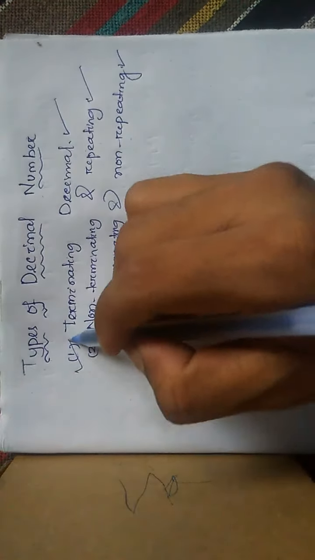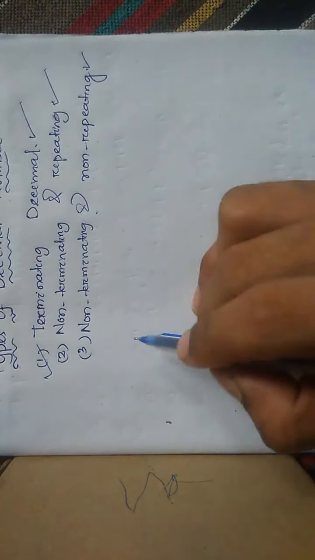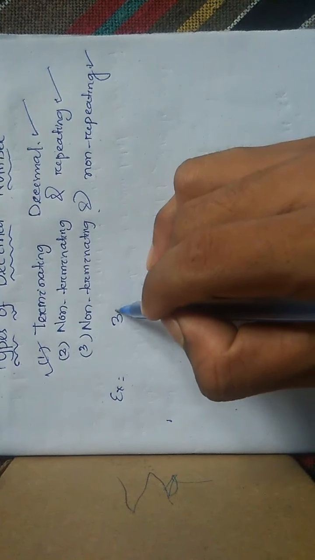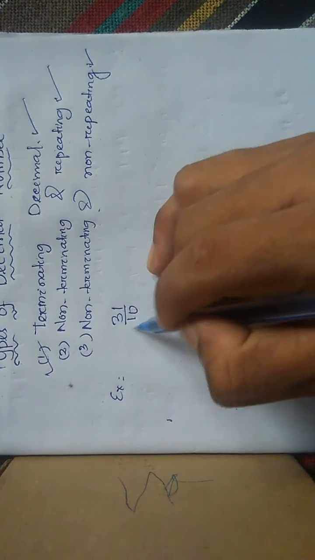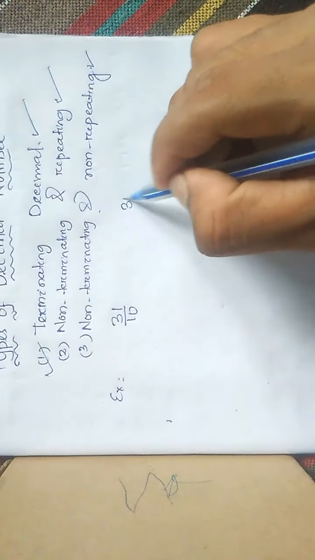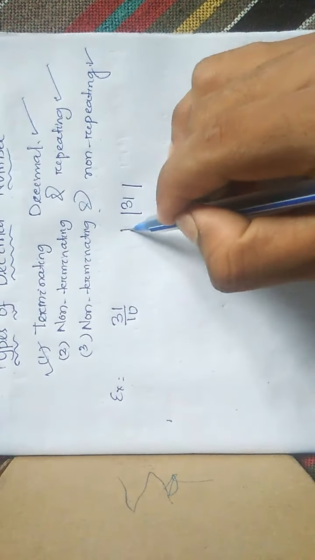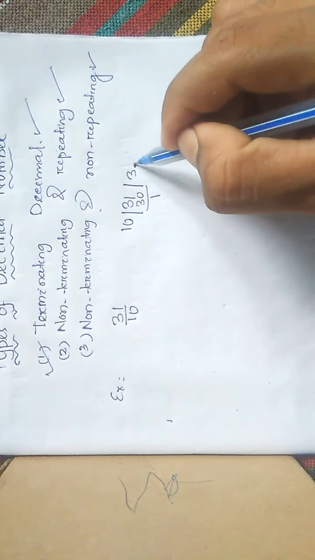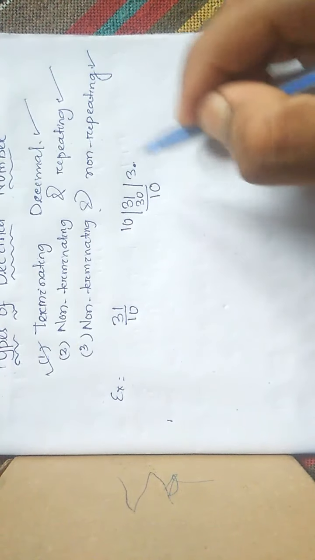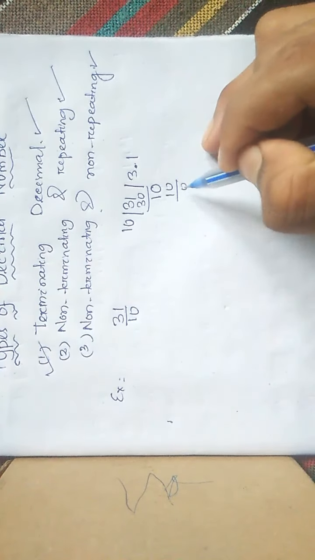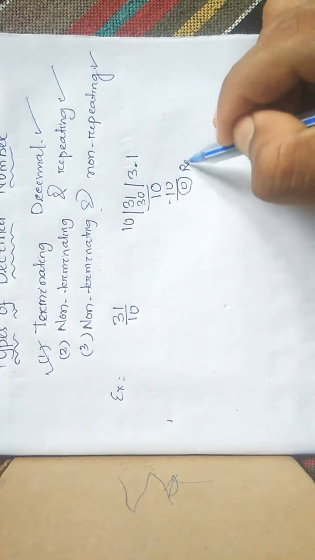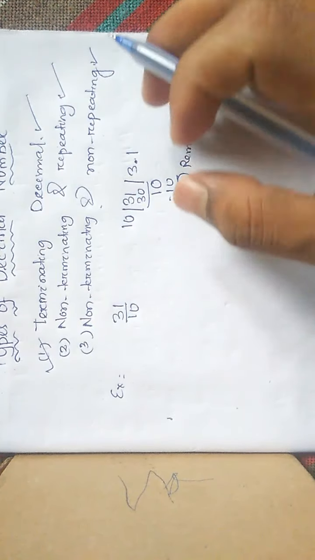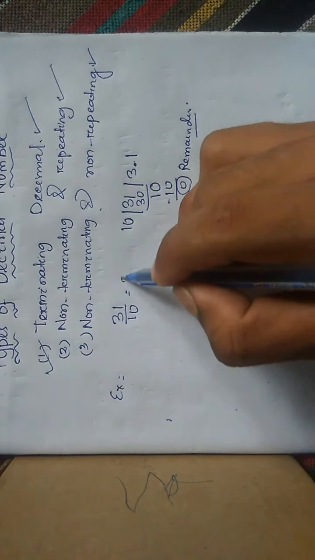So let's talk about terminating decimal. Okay, suppose I am taking an example: 31 divided by 10. Then we can find the division. 31 is divided by 10. Then 10 3 is 31. Then you use the decimal point. So 0, 10 1 is 10. And here you get the remainder to be 0. Since the remainder here is 0, that means the division process stops. So we get 31 by 10 is equal to 3.1.